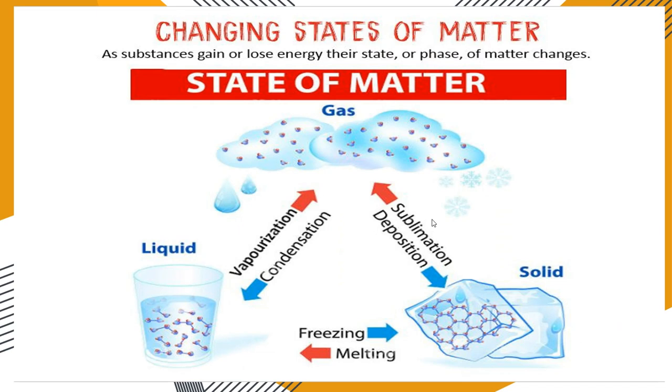So changing states of matter simply means that when a substance gains or loses energy, its state of matter will change. So if it gets vaporized, it's going from a liquid to a gas. If we're having condensation, we're going from a gas to a liquid. We have freezing, it's going from a liquid to a solid. If we have melting, it's going from a solid to a liquid.